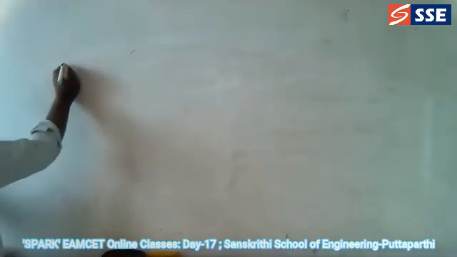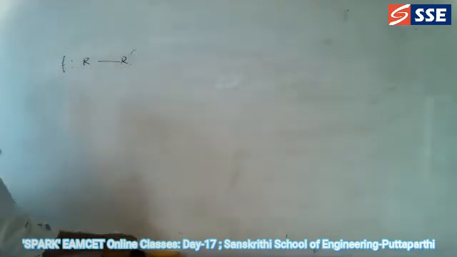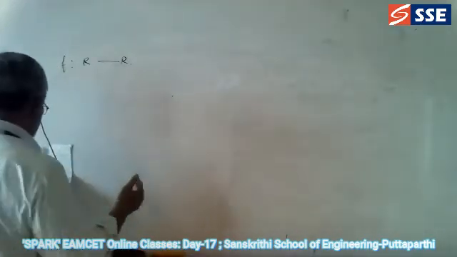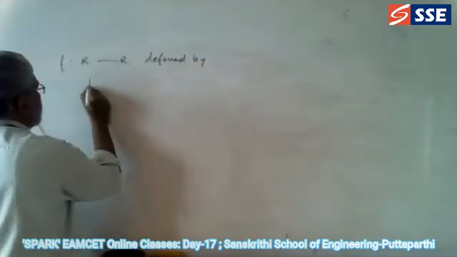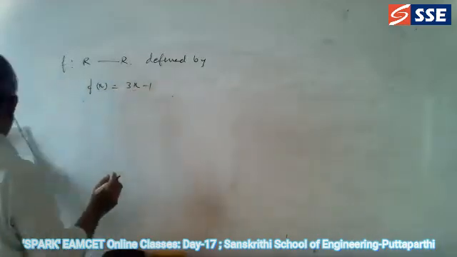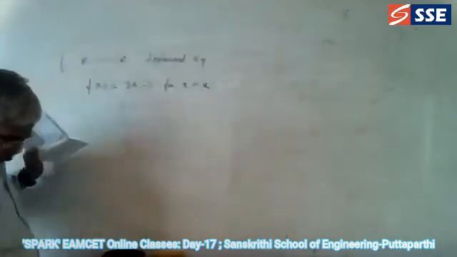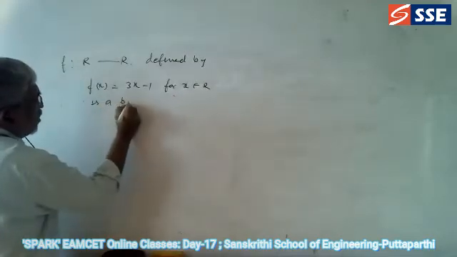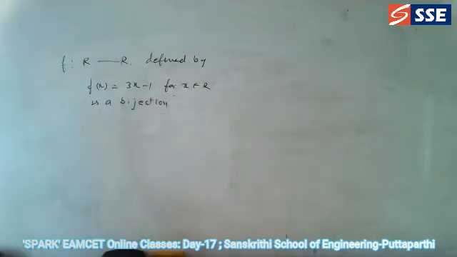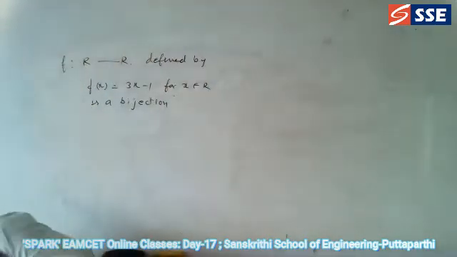Show that if f from R to R, where R is the set of real numbers, defined by f of x equals 3x minus 1 for x in R, is a bijection. So we have to show this is a bijection.